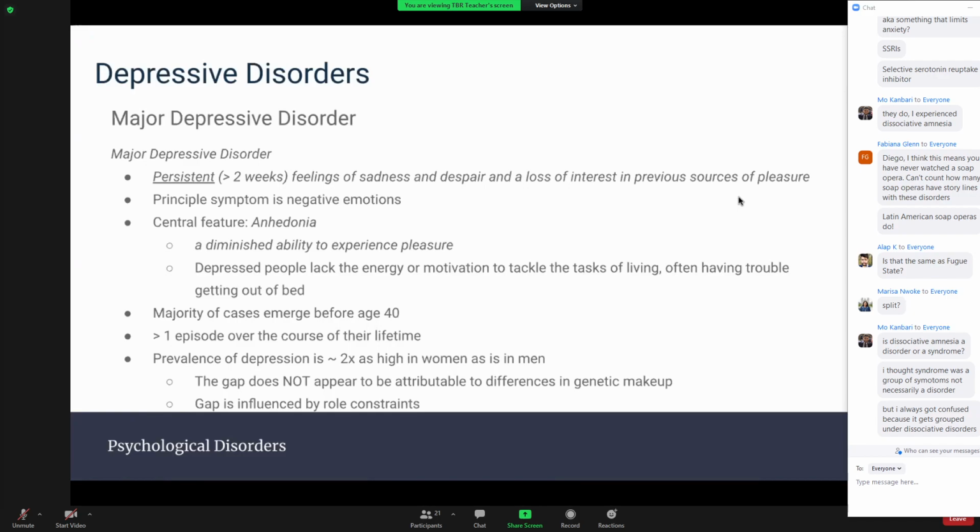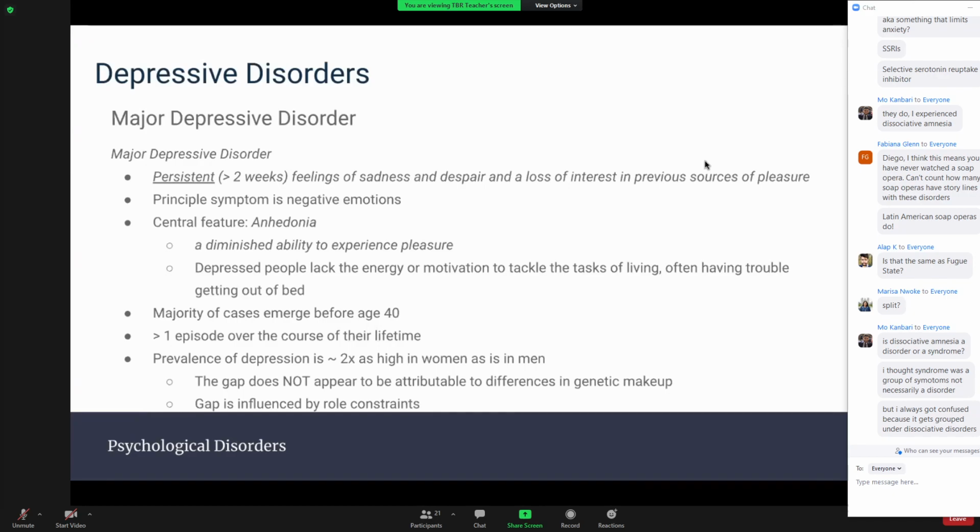And the thing here is to think about it as persistent and deep feelings, these negative emotional feelings. One of the central features of major depressive disorders is anhedonia, and that's the diminished ability to experience pleasure. Depressed people tend to lack energy or motivation to tackle certain tasks of living, and it's often manifested as having a hard time getting out of bed. So one of the things I want to distinguish so far is that we've talked that it could be sadness, but it could also be the loss of interest and the loss of motivation and energy. So you can think about depressive disorders not only being the gloomy things, but it can also be the things that are the drivers for motivation.